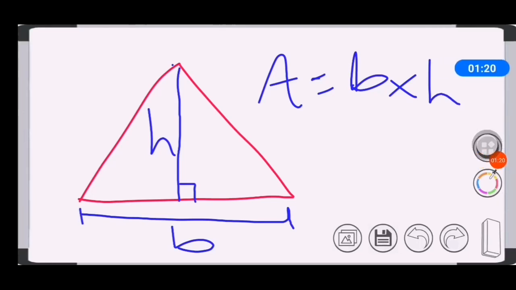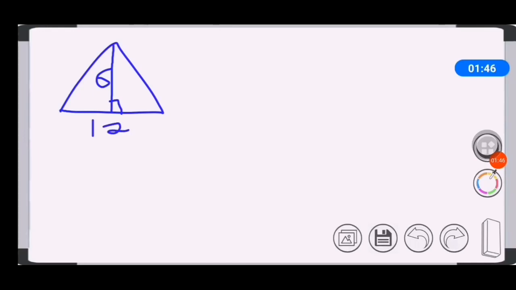Right, let's look at some examples. We have a triangle here. Let me redraw it. Okay, that's much better. The height is 4 centimeters. Let me use 6, and the base is 12 centimeters. All right, to find the area of the triangle, let us look at something.